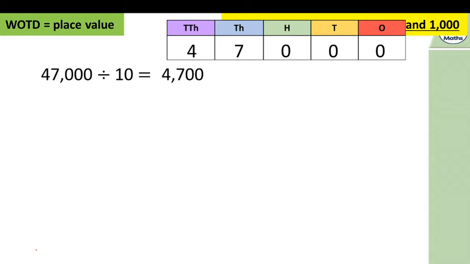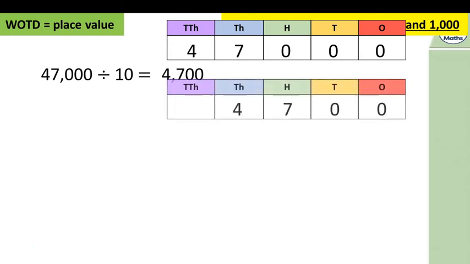Our question is 47,000 divided by 10. So see if you can think. If you're dividing it by 10, we remember we move everything to the right once. It's 4,700. So we're just going to show you how that moves down. So divide it by 10, 4,700.